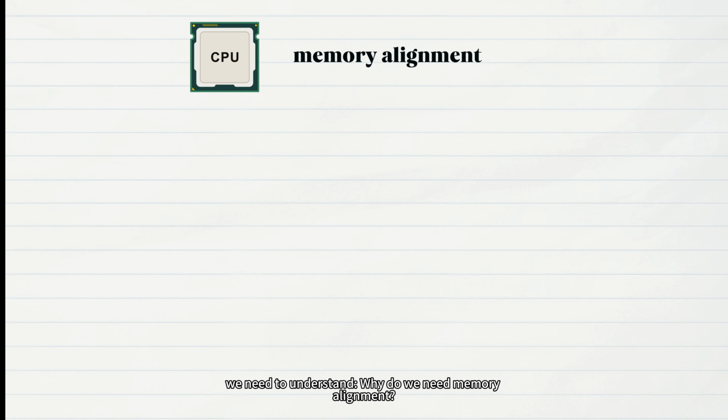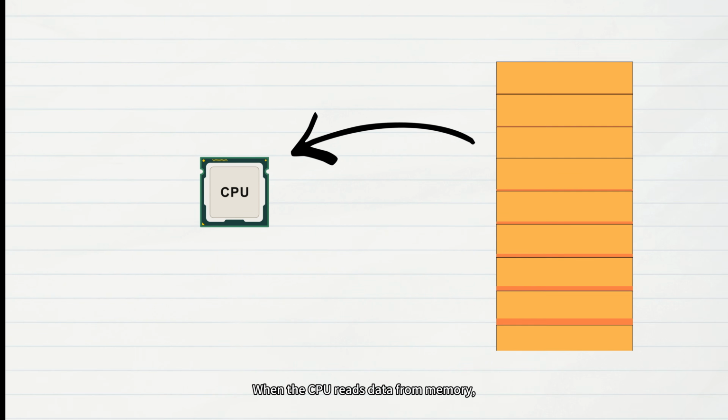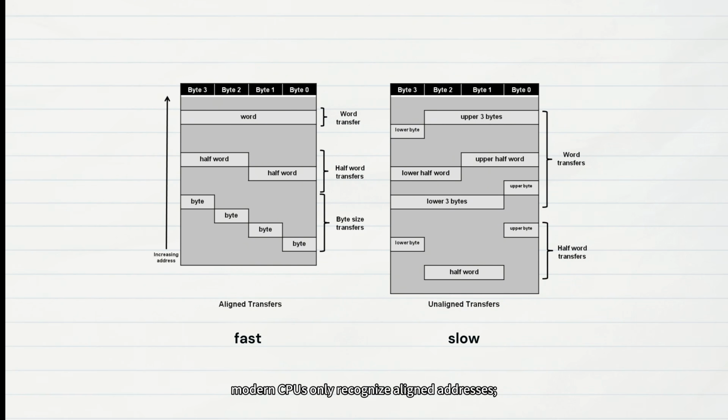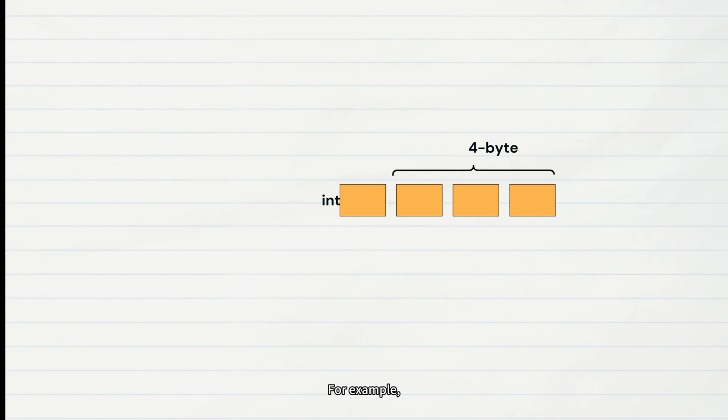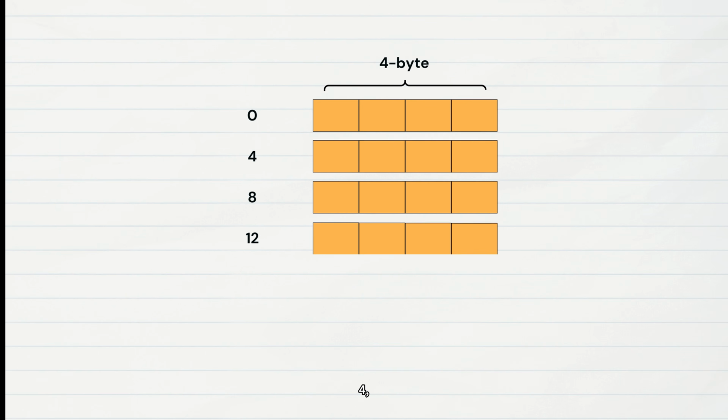First, we need to understand, why do we need memory alignment? Many people think it's an unnecessary complication, but it's entirely for the CPU's operational efficiency. When the CPU reads data from memory, it doesn't read byte by byte slowly. It reads in fixed size chunks in bulk. The size of this chunk is the alignment unit. Moreover, modern CPUs only recognize aligned addresses. Unaligned addresses are read very slowly. For example, a 4-byte int type by default requires 4-byte alignment. This means the starting address of this int variable must be a multiple of 4, like 0, 4, 8, 12.